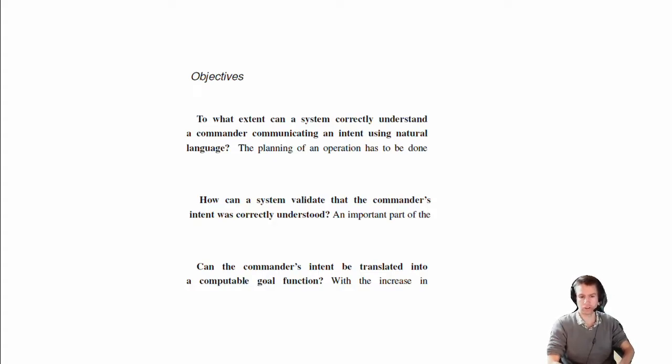and provide decision support. This article therefore has three objectives. First, we need to be able to understand what the commander is saying in natural language. Second, we want to brief back to the commander and really indicate that we understood the intent correctly, or let the commander make adjustments. And thirdly, we want to use this commander's intent as an executable evaluation function so that a reinforcement learning agent can use it in learning good behavior.